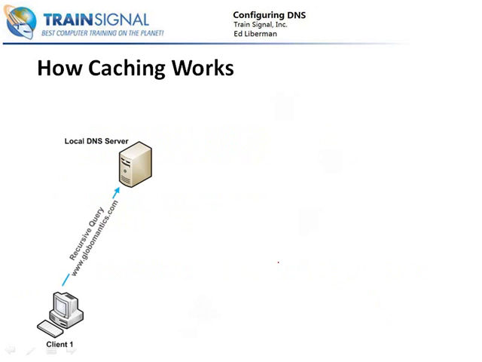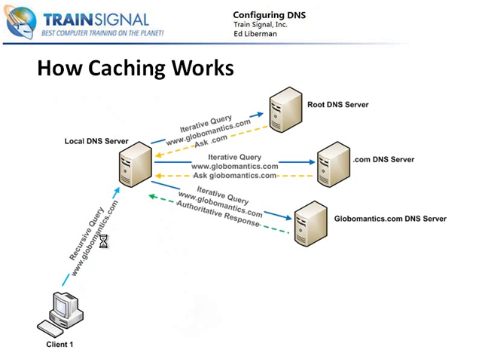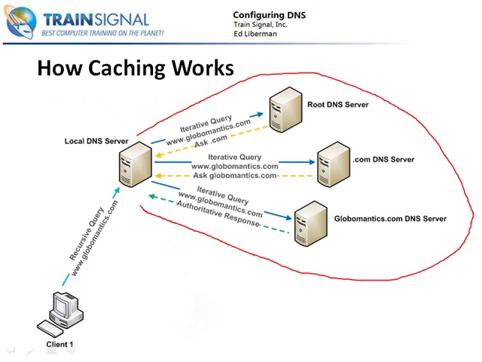Here we have an example where we have a client making that recursive query to its local DNS server, right? Recursive query for www.globalmantics.com. And what does the local DNS server do? Well, it goes out and it does a series of iterative queries out on the internet until it gets an authoritative response back from the correct DNS server.